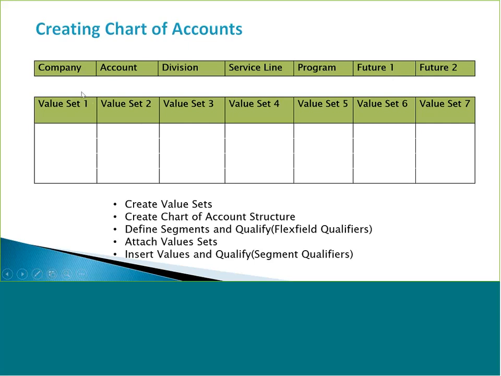Each of these segments is going to have a value set that is associated with it. So the company segment is going to have a value set associated with it that will contain values which are companies. Same for the account, it's going to have a value set associated with it, which is going to have the list of natural accounts. The division segment is also going to have its own values, and this will be the same for all the other segments apart from the two future segments which are not going to have any values in the value set.